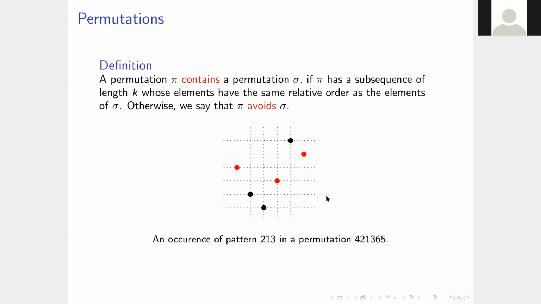And when we say that a permutation pi contains a permutation sigma, we mean that pi has a subsequence whose elements have the same relative order as the elements of sigma, and otherwise we say that pi avoids sigma. Note that this subsequence does not have to be consecutive. Down here we can see the permutation diagram of the permutation 4, 2, 1, 3, 6, 5, and marked in red is an occurrence of the pattern 2, 1, 3. When we talk about containment, we often call permutations patterns.